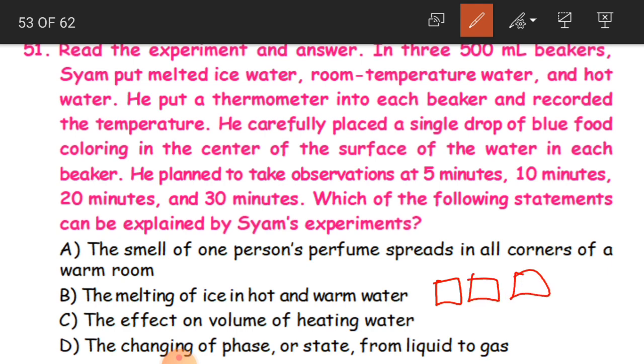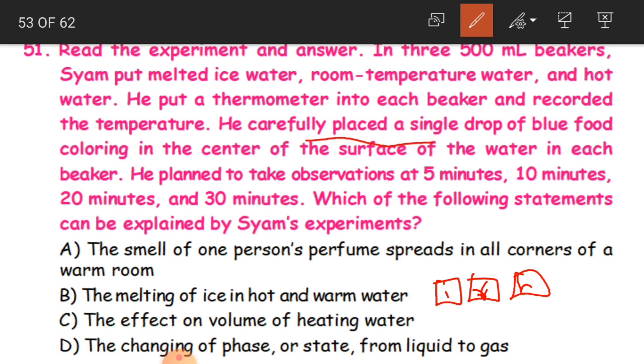So in one beaker he kept ice water, I'll just mark it as ice. Room temperature water, like normal water, and hot water. So what happens? He put a thermometer into each beaker and recorded the temperature. This is ice, this is room temperature, and this is hot water.